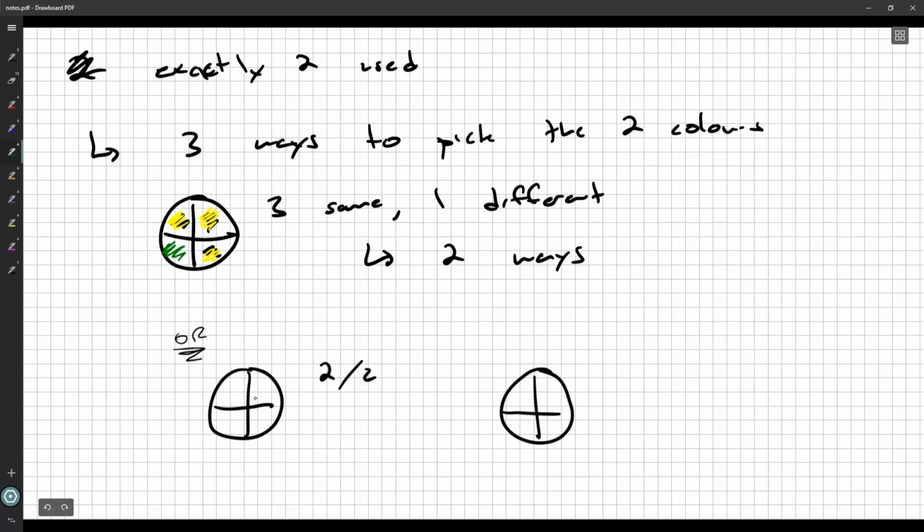Well, there's 2 possibilities. Either the same colors are opposite each other, or the same colors are beside each other. Well, that's it. So there's 2 ways of doing that. Okay. So this OR tells me to add these up. 2 ways of doing that, 2 ways of doing that. So 4 ways to color.